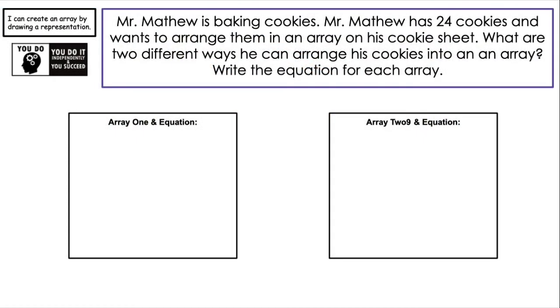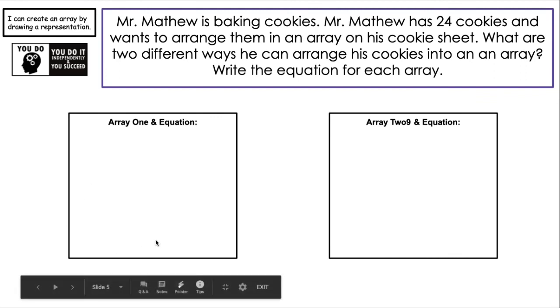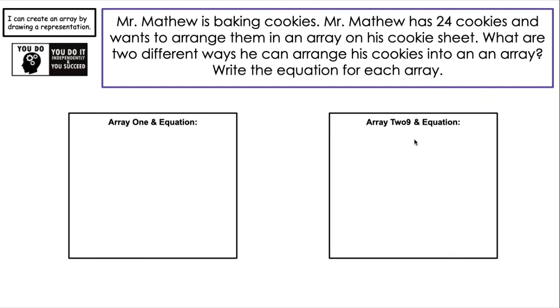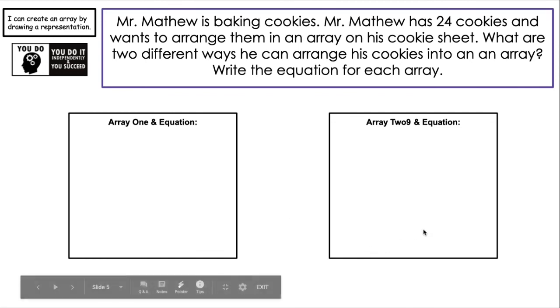Let's look at your you-do for today. It says Mr. Matthew is baking cookies. Mr. Matthew has 24 cookies and wants to arrange them in an array on his cookie sheet. What are 2 different ways he can arrange his cookies into an array? Write the equation for each array. So you're going to draw array 1, and you're going to write the equation for array 1. And then you're going to draw array 2 and write the equation for array 2.